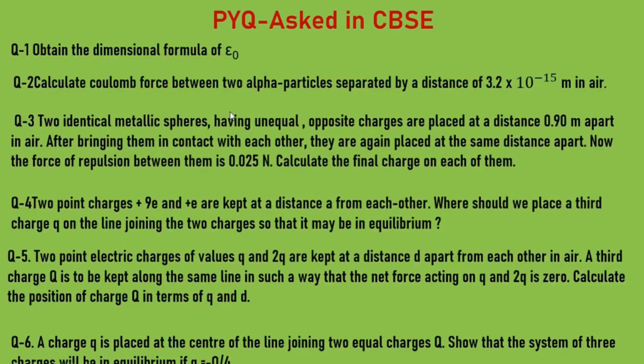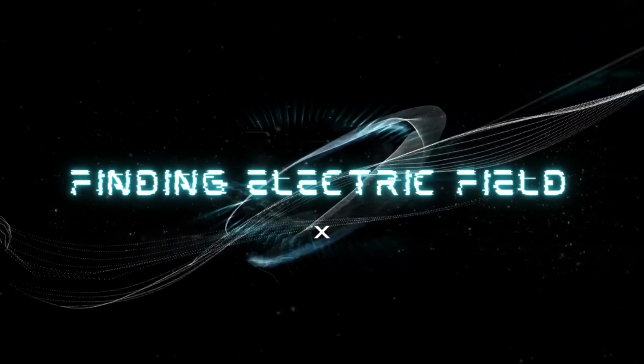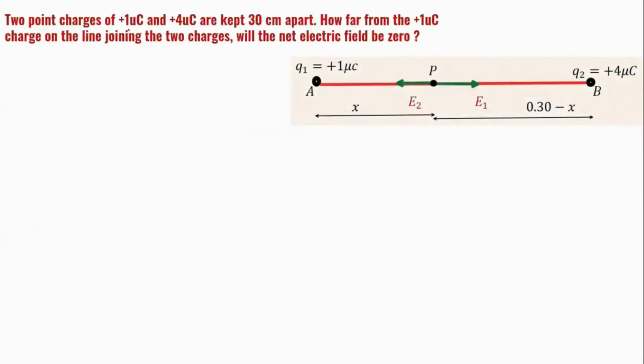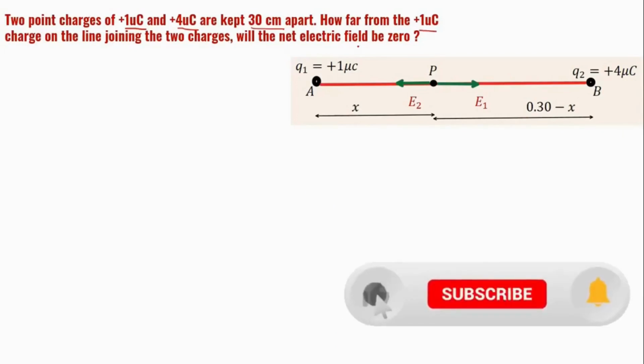Let's go for solving some questions previously asked in CBSE based on these topics. So here, the first numerical, let's see. Two point charges, plus 1 microcoulomb and plus 4 microcoulomb, are kept 30 centimeter apart. How far from the plus 1 microcoulomb charge on the line joining the two charges will the net electric field be 0? How to depict the given situation in the form of a figure?